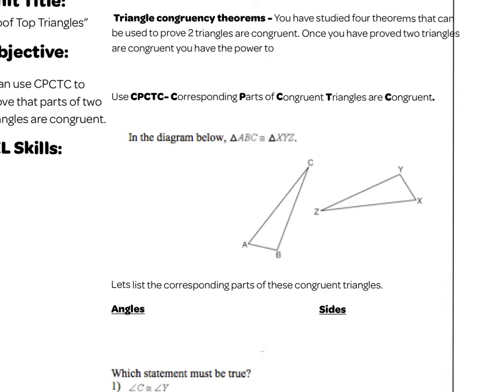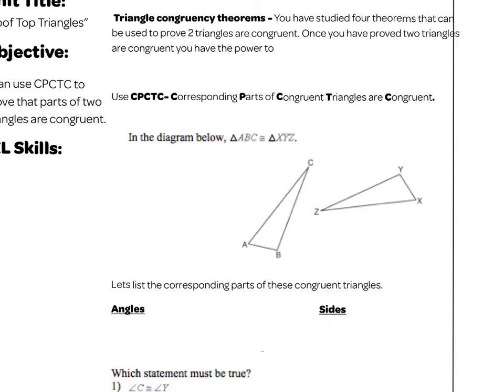So, if we look at this diagram, we see triangle ABC is congruent to triangle XYZ. So that order really matters. What we can do now, because these two triangles are congruent, is list their corresponding parts. If we list the corresponding parts of these two triangles, we list the corresponding angles and the corresponding sides. So let's actually do that.